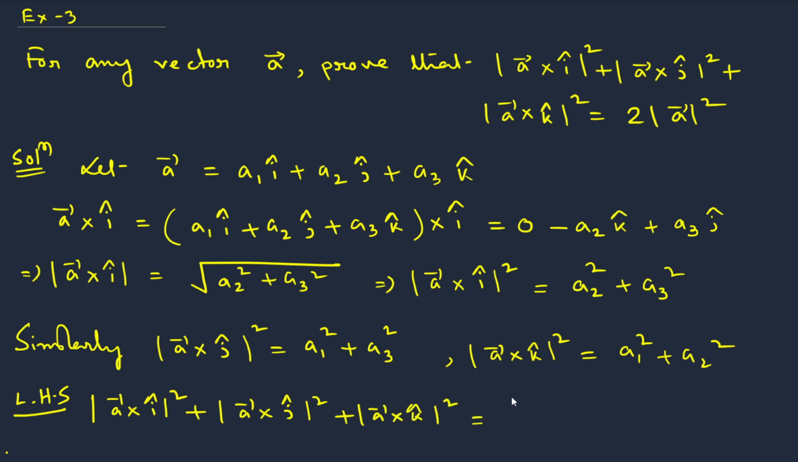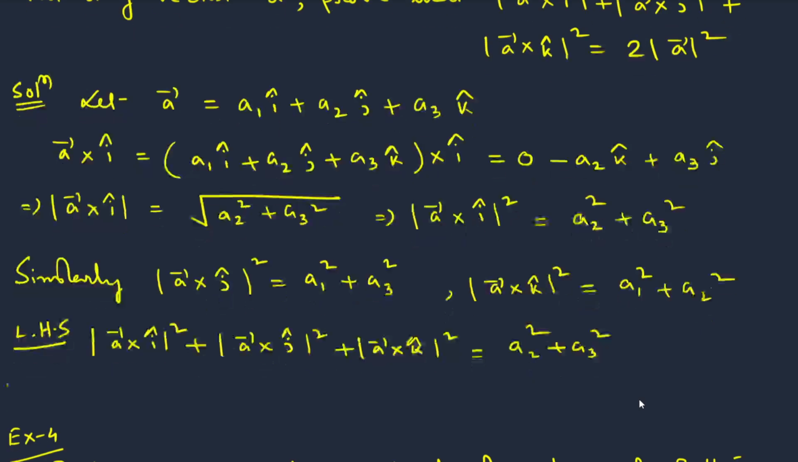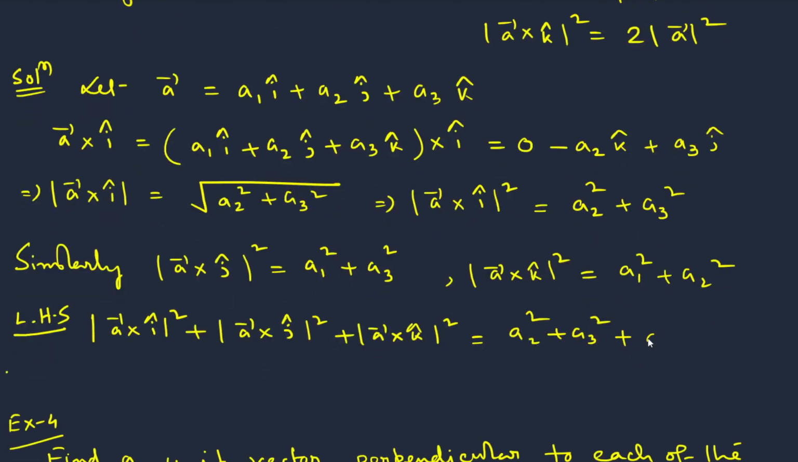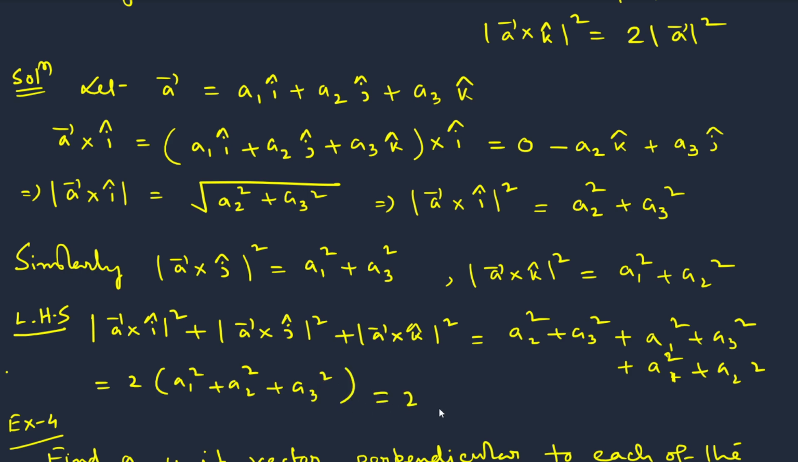So if you put all the values, what will we get? a2 square plus a3 square, then the second one is a1 square plus a3 square, and the last one is a1 square plus a2 square. So it will be 2 into a1 square plus a2 square plus a3 square, which is nothing but 2 times modulus a bar square. So this is also very simple.